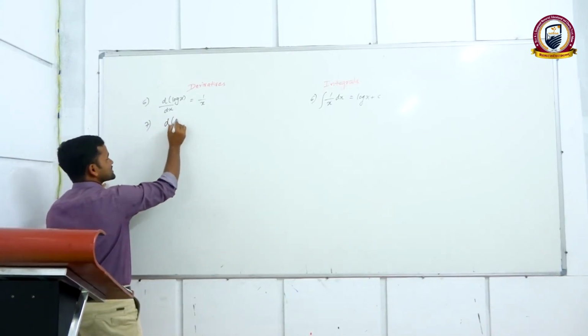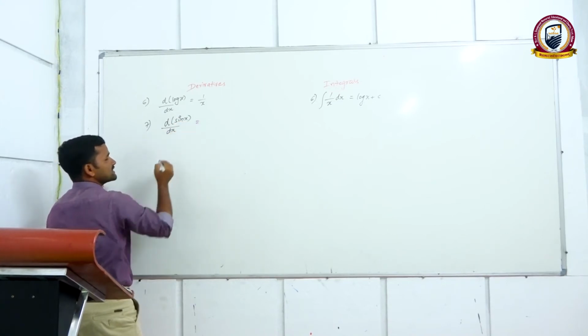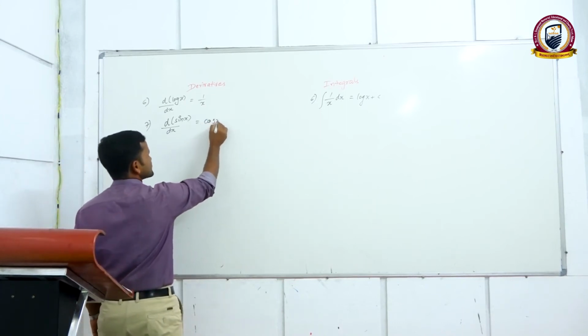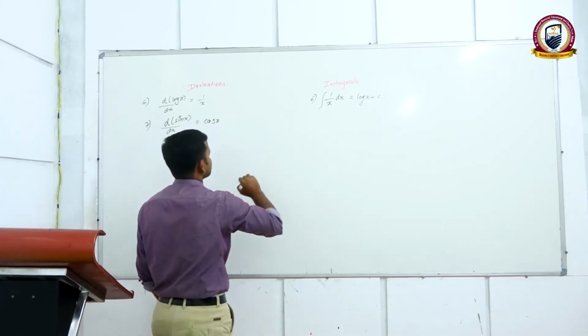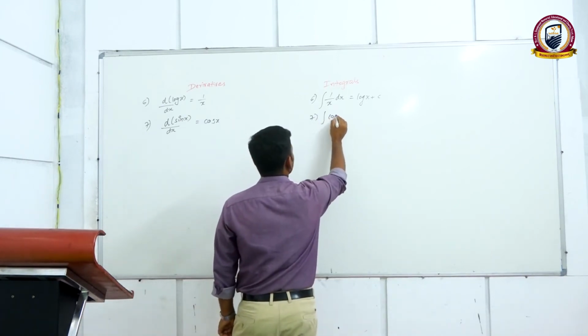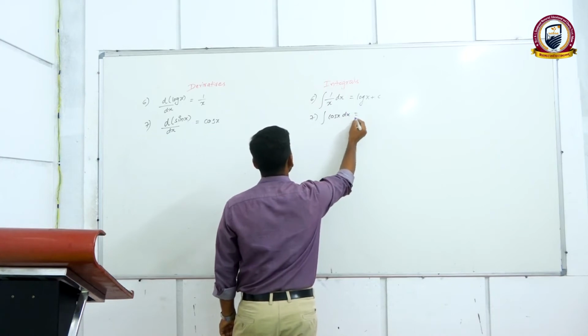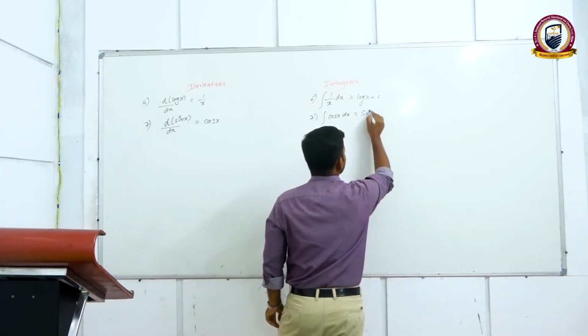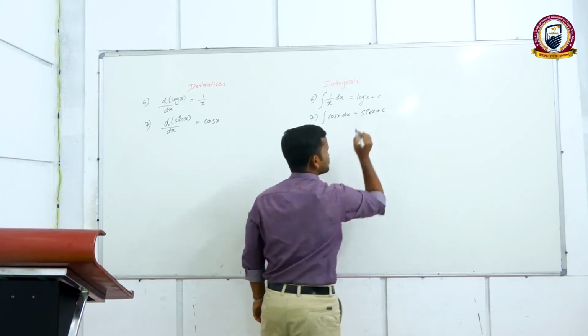Now coming to the seventh one. What is the differentiation of sin x with respect to x? Differentiation of sin x with respect to x is cos x. With this concept, I can write the integral of cos x with respect to x. Integral of cos x with respect to x is nothing but sin x plus c.